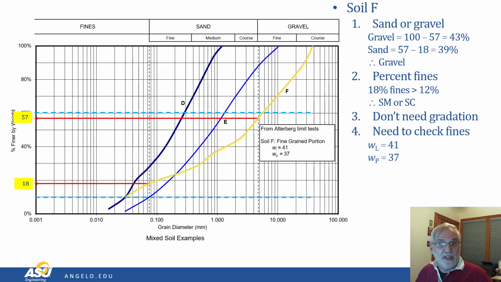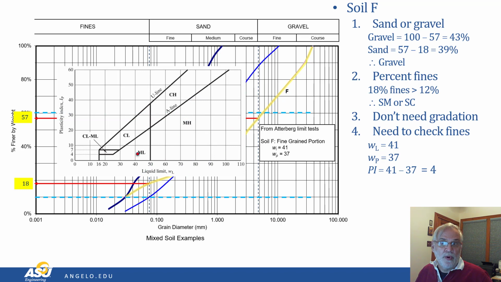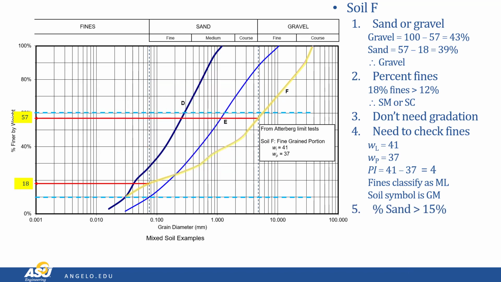So we perform an Atterberg limits test on the fines and find they have a liquid limit of 41 and a plastic limit of 37. This gives us a PI of 41 minus 37, or 4. Using the Casagrande chart, we plot the point and find that it classifies as ML. So the soil group symbol for this soil is GM. We do our final check on the percent sand and find that it's much greater than 15%. So the final classification of this soil is GM, silty gravel with sand.